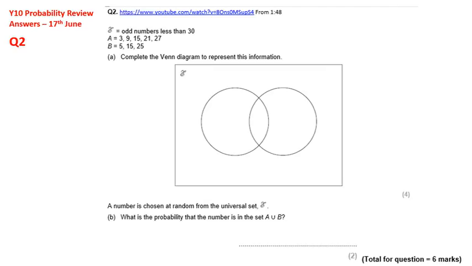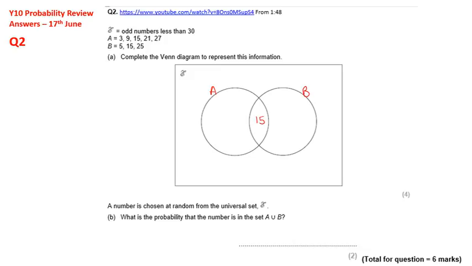In question 2, our universal set is all odd numbers less than 30. Then we have set A: 3, 9, 15, 21 and 27, and set B: 5, 15, 25. To put these into the Venn diagram, first of all let's label A and B. We can start by identifying, in the overlap for A and B, any numbers that occur in both sets, and we've got the number 15.